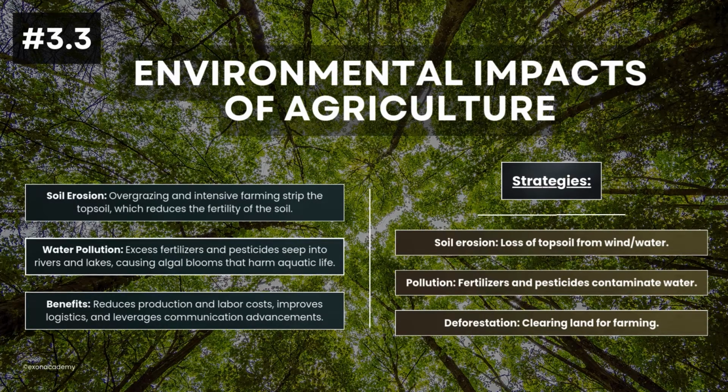And then comes arguably the most major one, deforestation. Clearing forests for farmland destroys habitats and contributes to carbon emissions. For instance, the Amazon rainforest has been significantly deforested for cattle ranching and soybean farming.